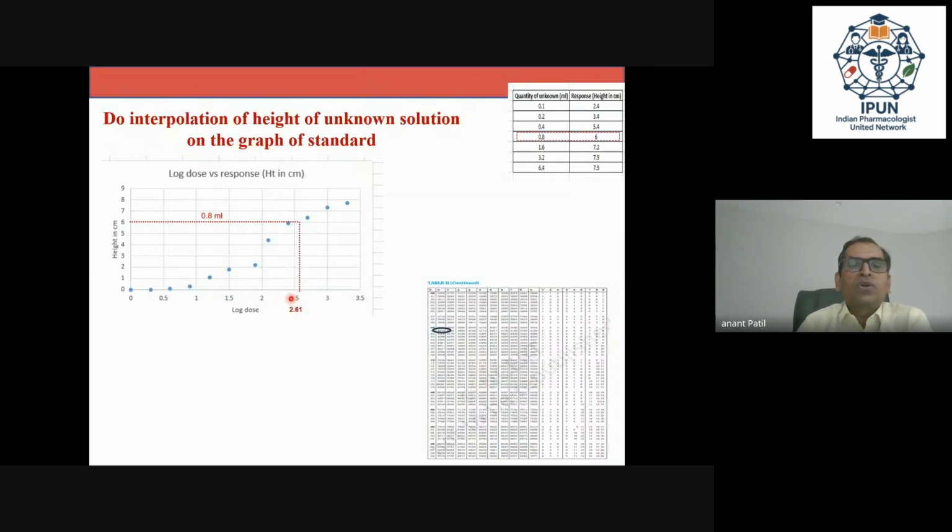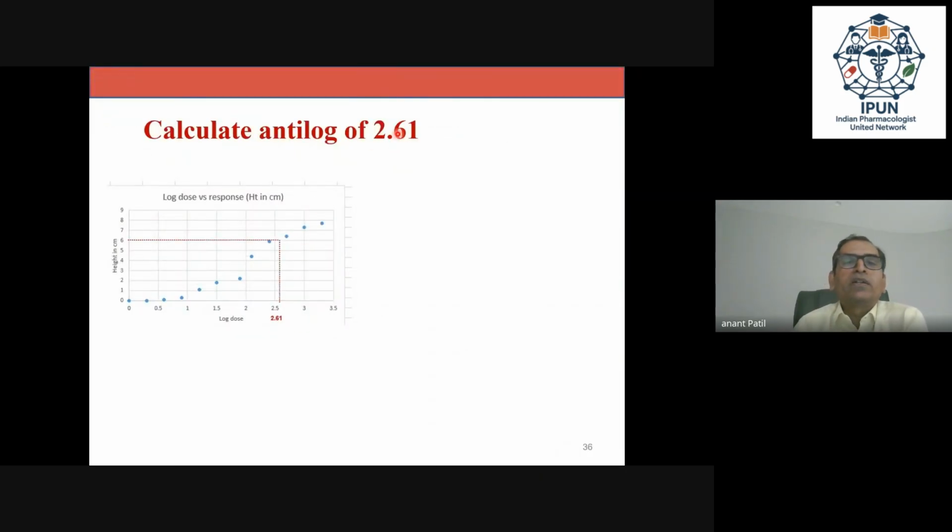So this is about, for example, 2.61. So log dose has got 2.61. So I have used here the anti-log table, because this is a log. So I have to calculate the anti-log, and I'm going to describe to you how to calculate anti-log using the log table. So the anti-log of 2.61.